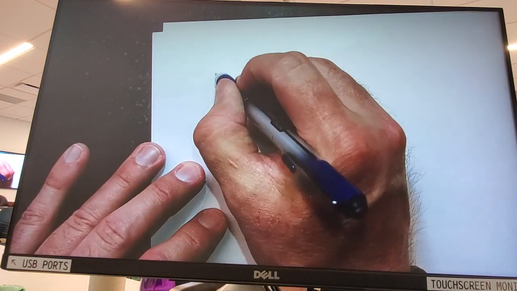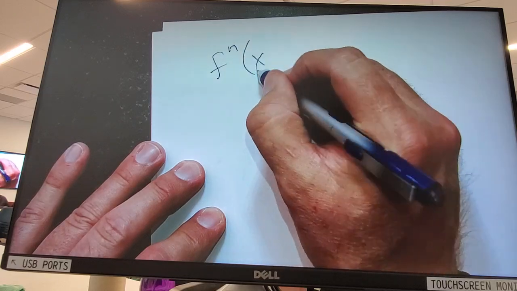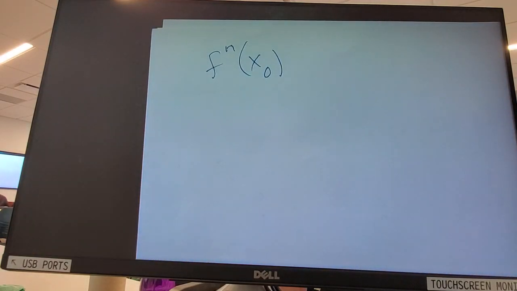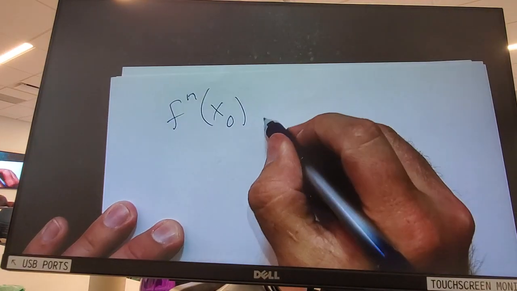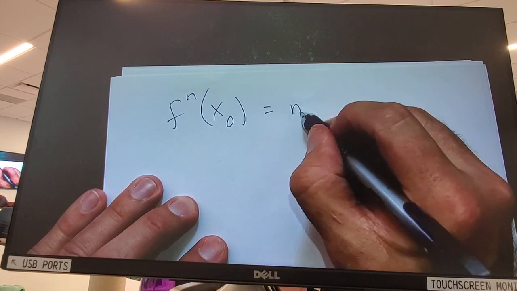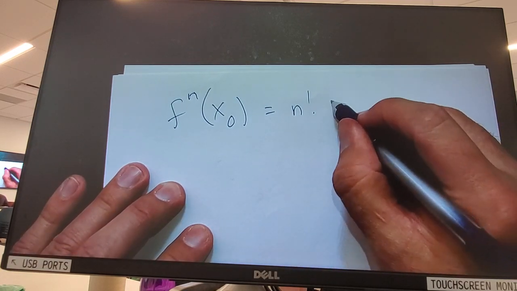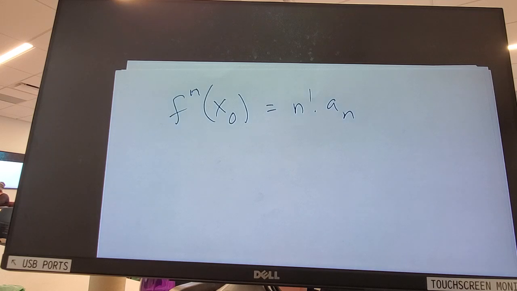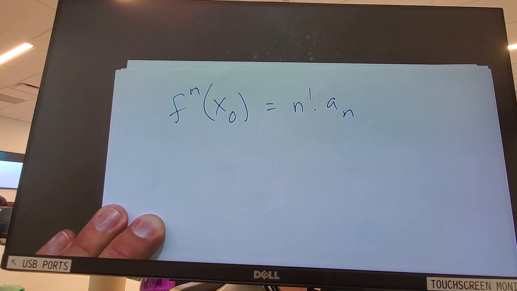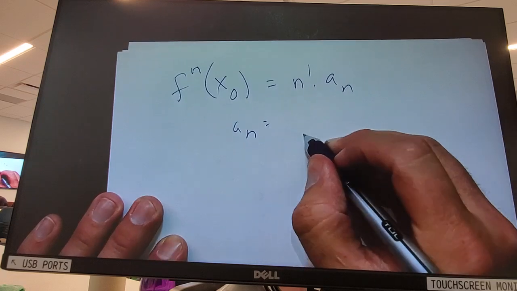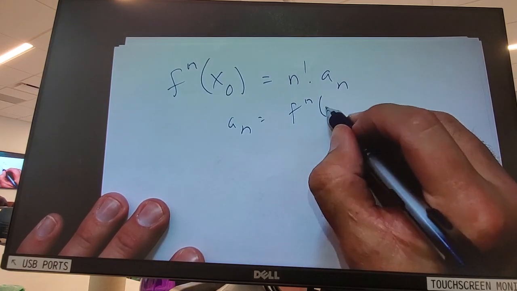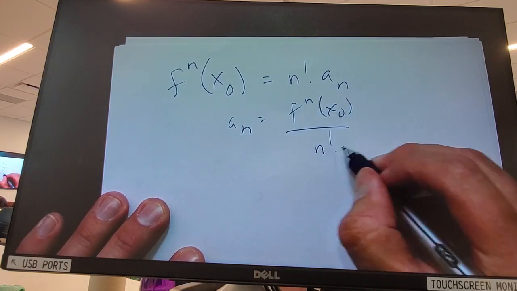So here's the result. The nth derivative evaluated at x naught is going to be n factorial times a n. So therefore a n is equal to the nth derivative evaluated at x naught divided by n factorial.